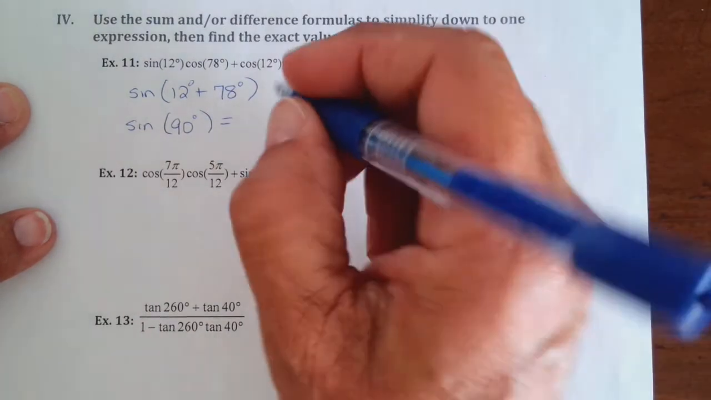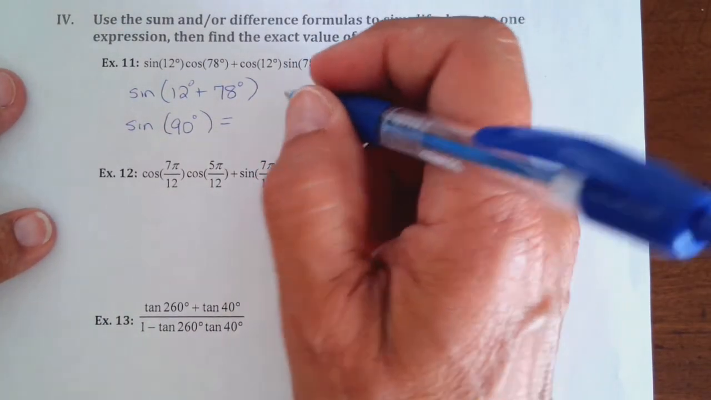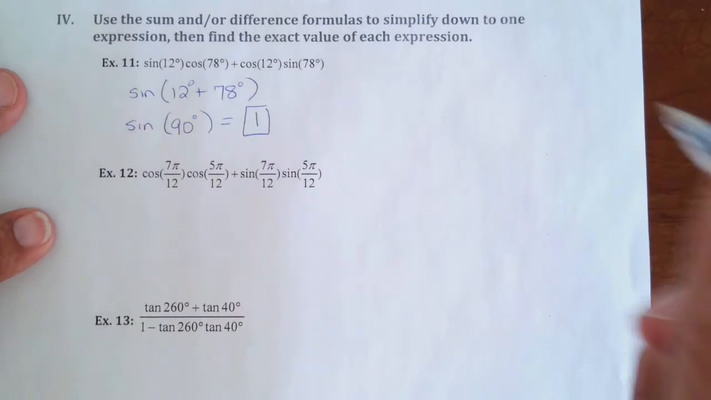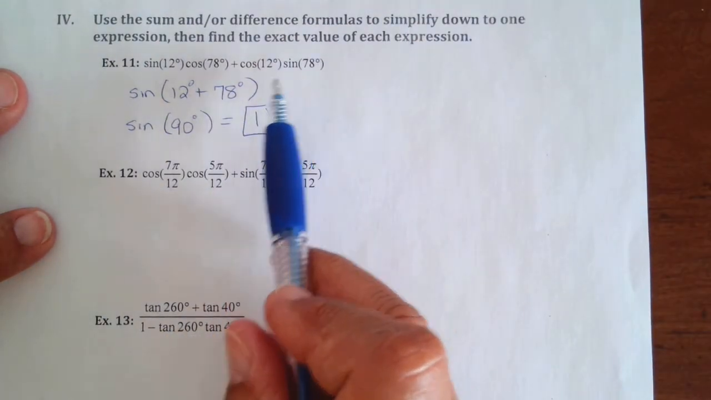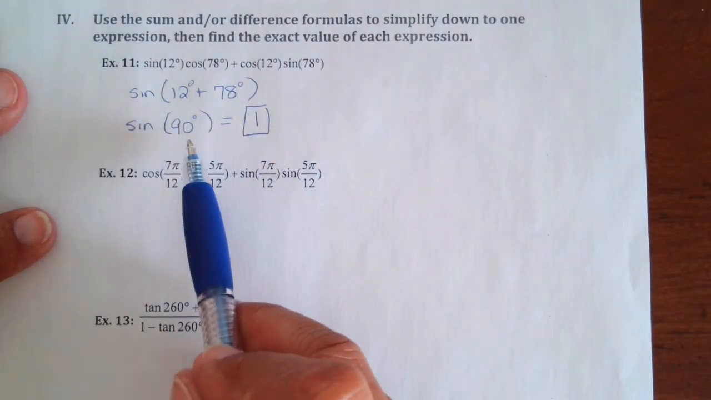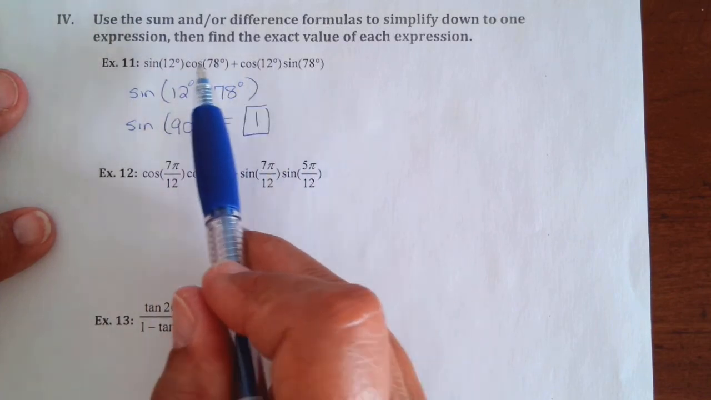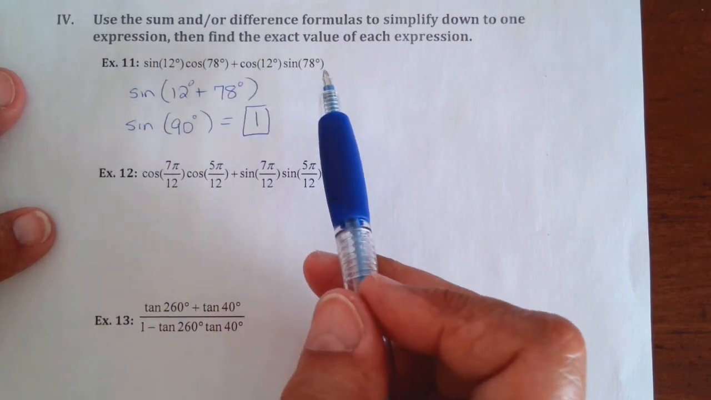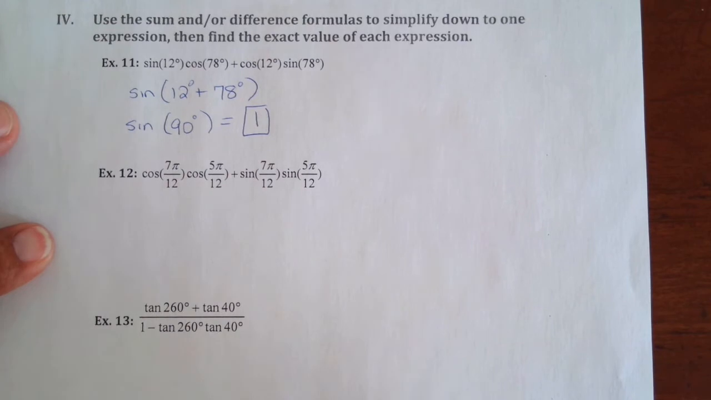So sine of 90, remember that's up at the top, so that's 1. By condensing this back to the left side, we got a number we could do, whereas these numbers aren't helping us any because they're not on the unit circle. So you can do it either way. Kind of weird how that works.